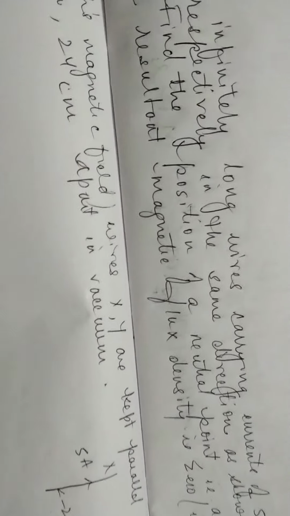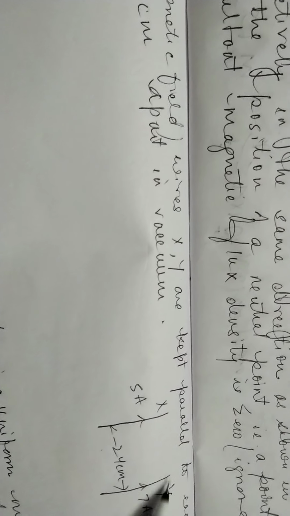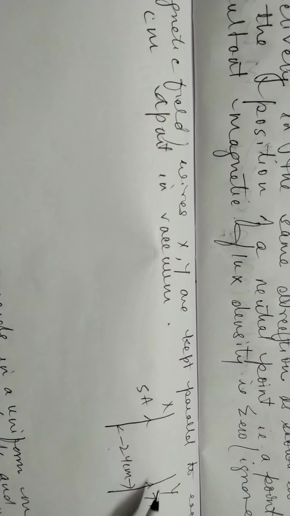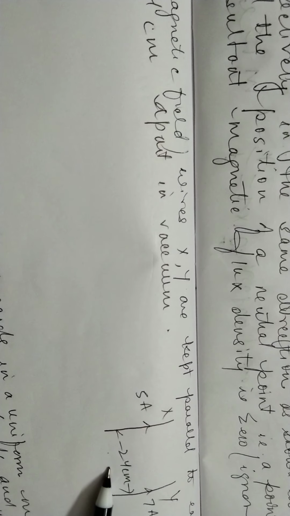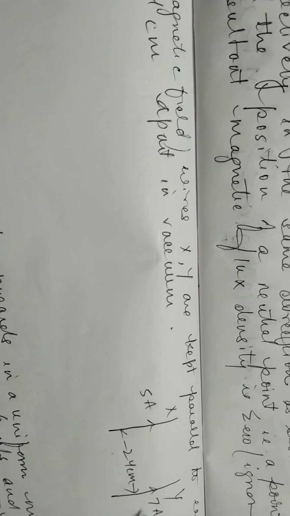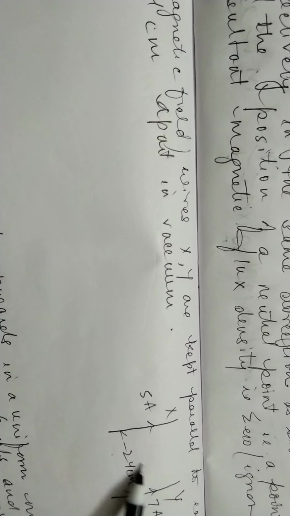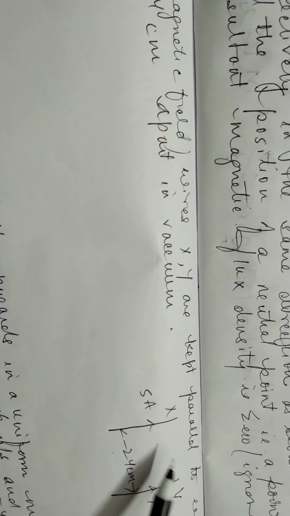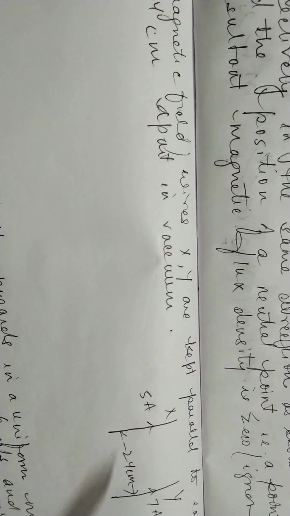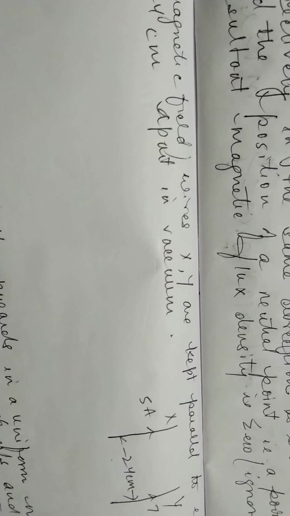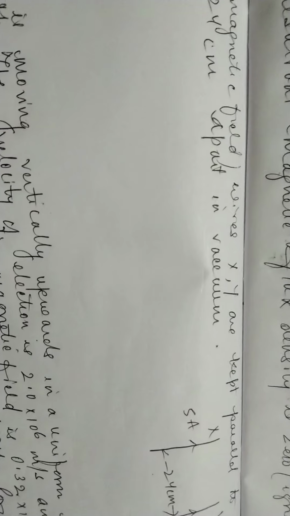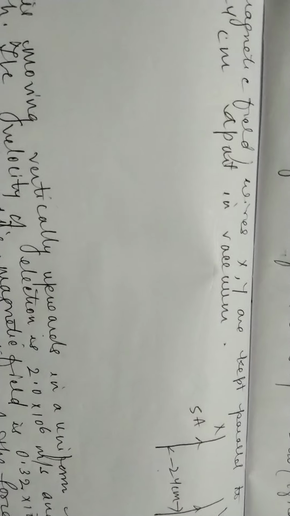So what is the question given? There are two wires, X and Y. One is carrying a current of 5 ampere, the other a current of 7 ampere, and they are in the same direction. The distance between the two wires is 24 centimeter, and we need to find the magnetic field in between, that is, we need to locate the neutral point. Now we all know that the neutral point is that particular point where the resultant magnetic field is 0. So we need to find a point here where the net magnetic field is 0.